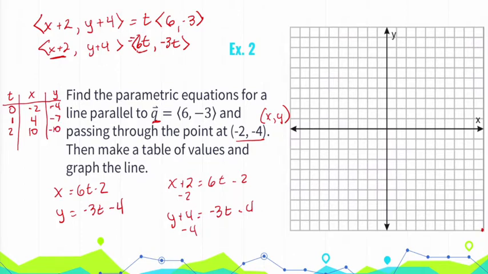So I've got a point at (10, -10). I've got a point at (4, -7). And I've got a point at (-2, -4). And so that gives me enough points that I can draw a line through them.